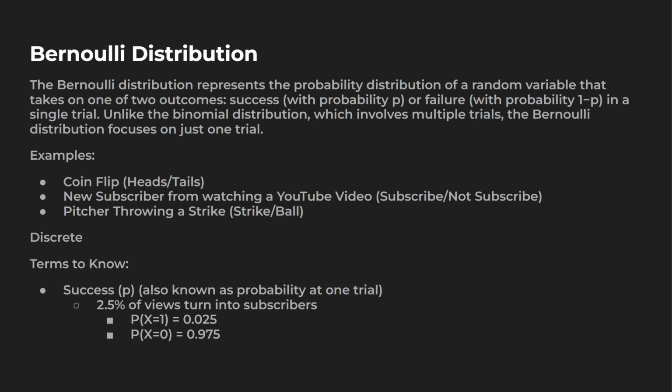Let's say there's a 2.5% probability of views turning into a subscriber. So the success would be 0.025, whereas the failure would be 0.975, which is 97.5%.